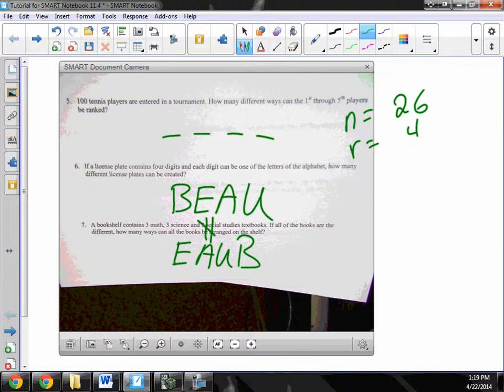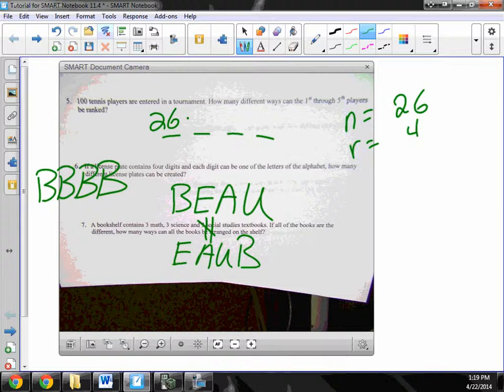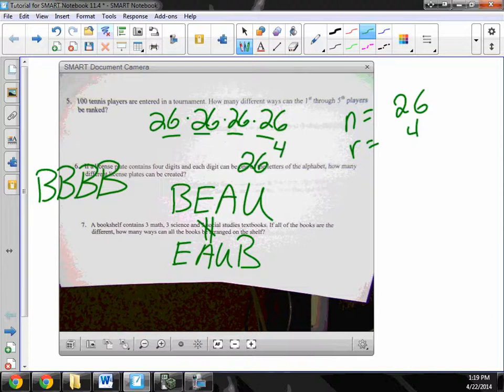Now we have to decide, does AA exist? Yes. How come? If you wanted to have a license plate like that, does that license plate exist? Yes. So, how many options are there for letter 1? 26 times 26 times 26 times 26, 26 to the 4th. N to the R is the formula.